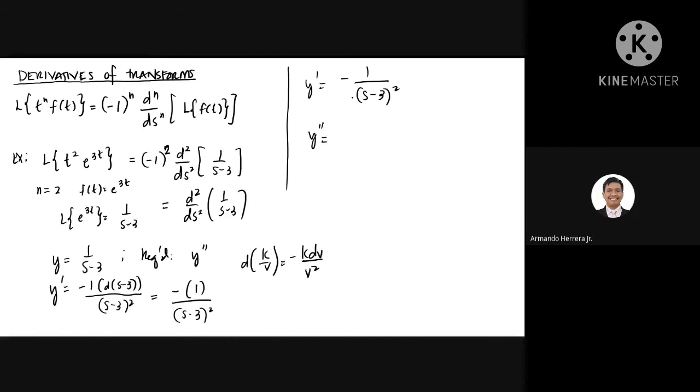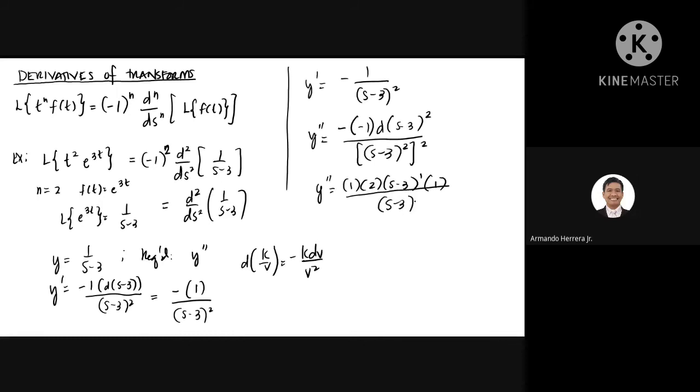So our k there is negative 1. So negative of k, which is negative 1, times the derivative of s minus 3 raised to the second power over s minus 3 raised to the second power squared. So y double prime now here is negative times negative, which is positive 1. The derivative of s minus 3 squared is 2 times s minus 3 to the 1 multiplied by the derivative of s, which is 1, all over s minus 3 to the fourth power. And that s minus 3 cancels out with that 4. We have 3 remaining. So therefore, our second derivative is 2 over s minus 3 to the third power.